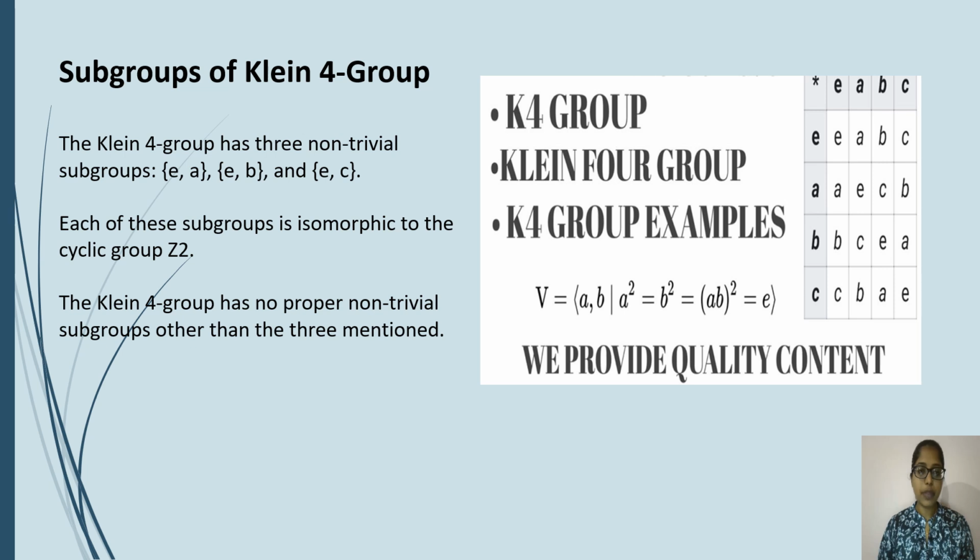Subgroups of the Klein-4 group. The Klein-4 group has 3 non-trivial subgroups: {e, a}, {e, b} and {e, c}. Each of these subgroups is isomorphic to the cyclic group Z2. The Klein-4 group has no proper non-trivial subgroups other than the 3 mentioned.